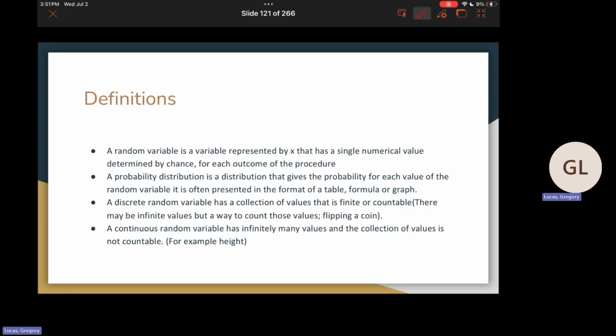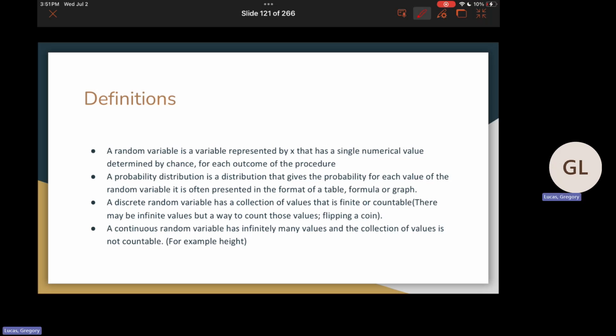A random variable is a variable represented by x that has a single numerical value determined by chance for each outcome of the procedure. A probability distribution is a distribution that gives the probability for each value of the random variable. It is often presented in the format of a table, formula, or graph.